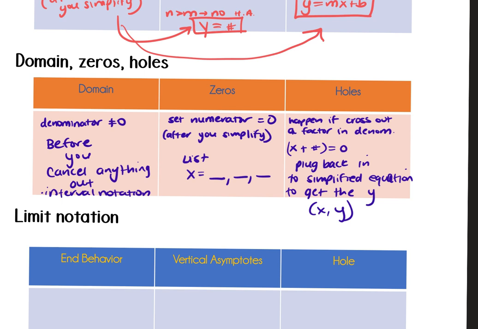Why'd you put x plus then? Because whatever's in that parentheses, it could be x plus or minus. Whatever you cancel out is what you set equal to 0. And that's the x.